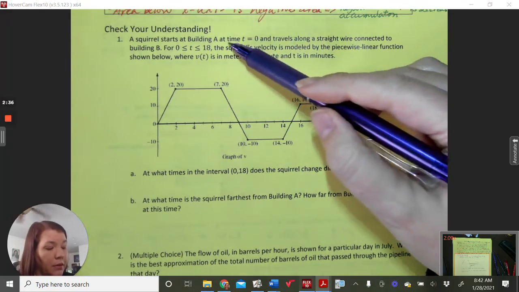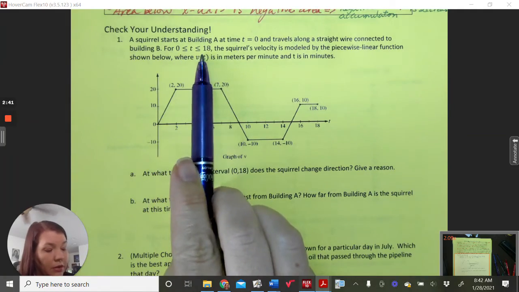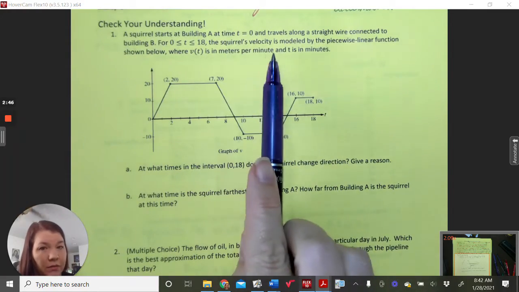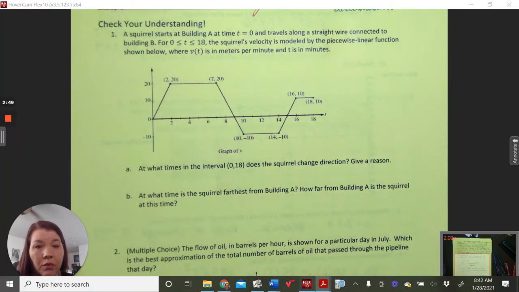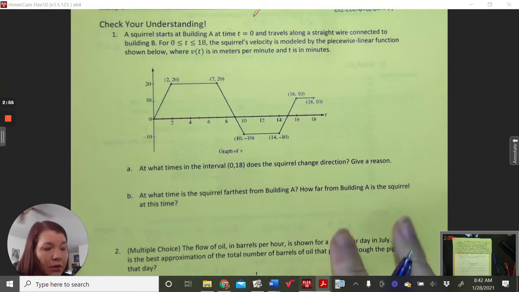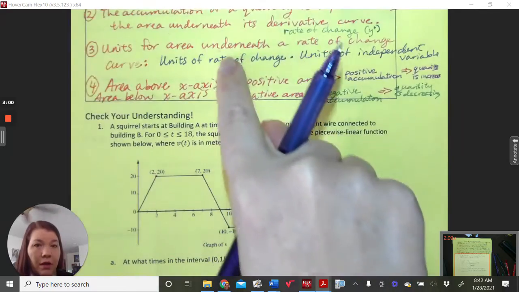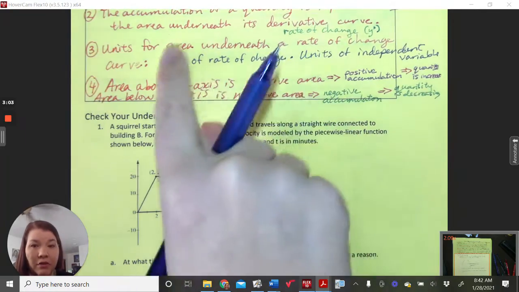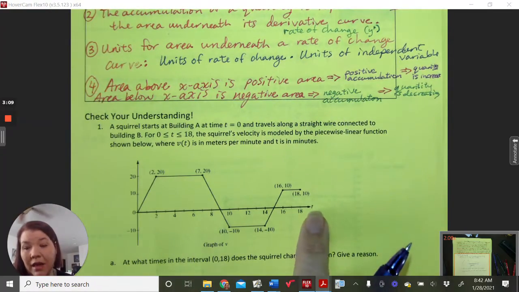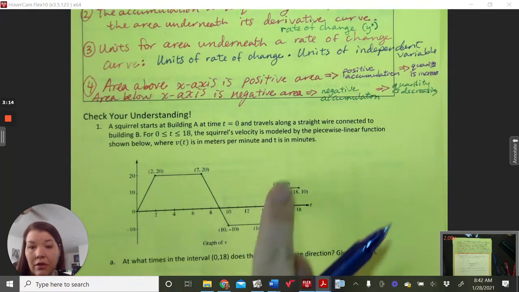A squirrel starts at building A at time 0 and travels along a straight wire connected to building B. For time between 0 and 18, the squirrel's velocity is modeled by the piecewise linear function shown below, where v of t is in meters and t is in minutes. So they told me what v of t is and what t is. It's important because we're talking about the units. So if I want to know the area under the rate of change curve, it's the units on this axis times the units of the curve.